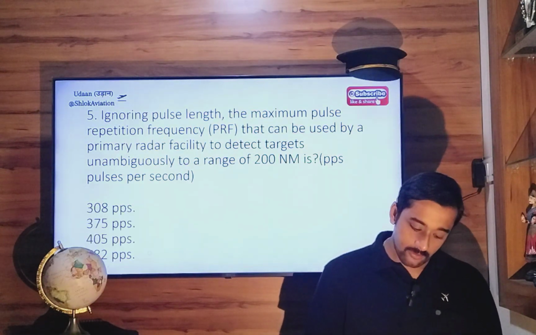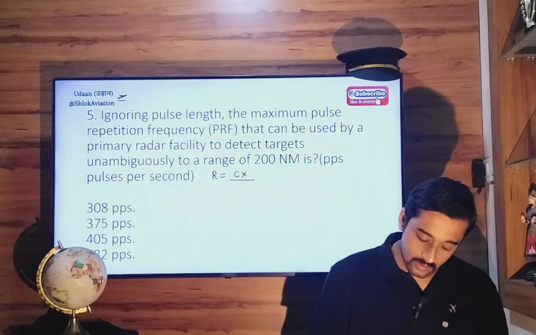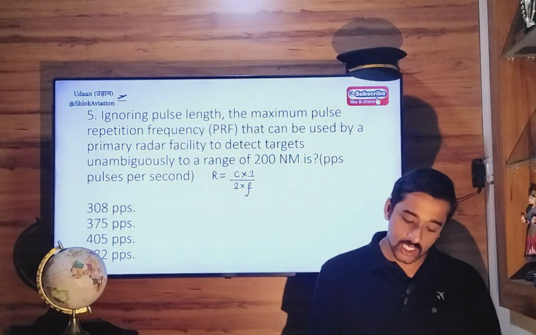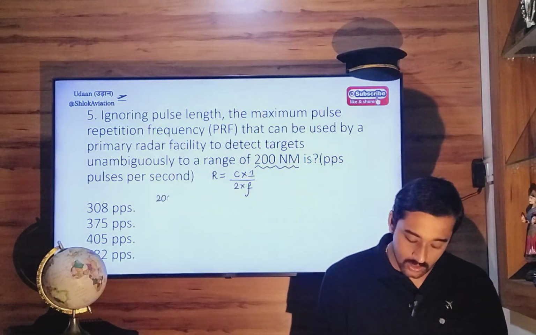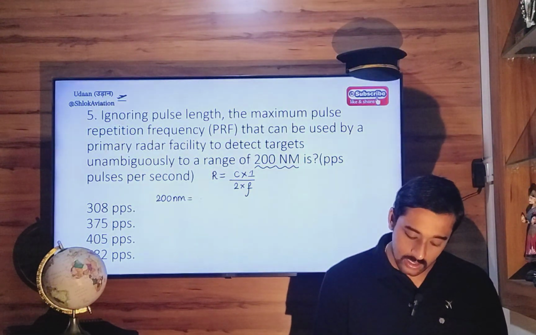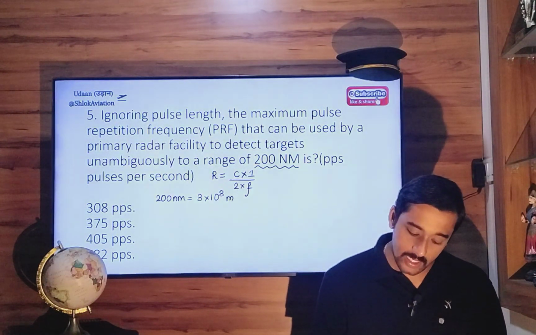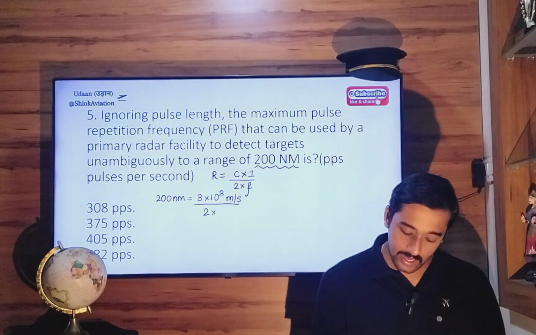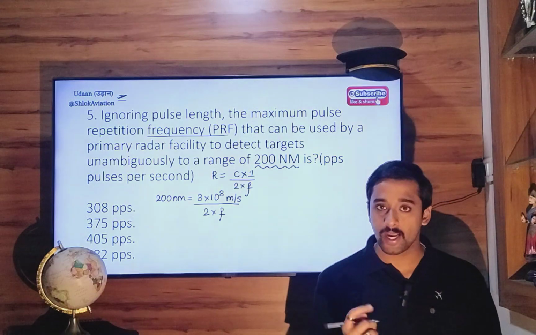Let's use the formula. The formula I'm going to use is range is equal to speed divided by 2 into f. Now what is the range given to us? It's given as 200 nautical miles. So 200 nautical miles is equal to the speed of the radio wave, 3 into 10 raised to 8 meters per second, divided by 2 into f. Frequency is what we have to find out.